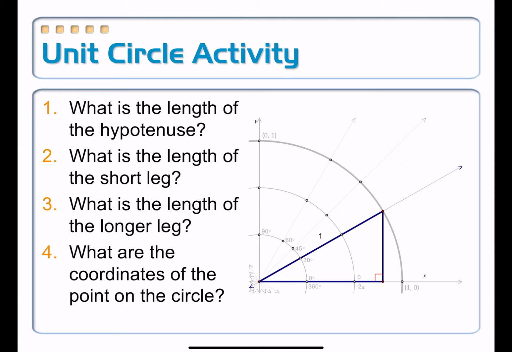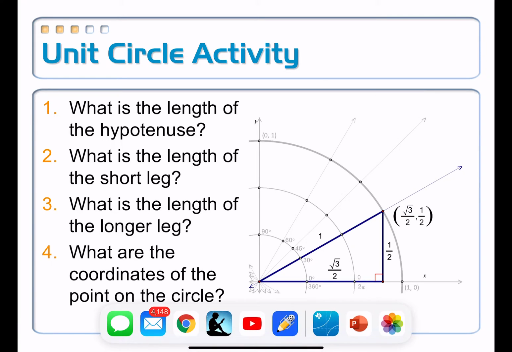So if the hypotenuse is 1, how big is the shorter leg? It's half as big as that. And then the bottom segment down here, which is the longer leg, it's got to be that times the square root of 3, which gives us a way to figure out the x, y coordinates of that particular point. It is the square root of 3 over 2, 1/2. All right, so we have our first coordinate on our unit circle.